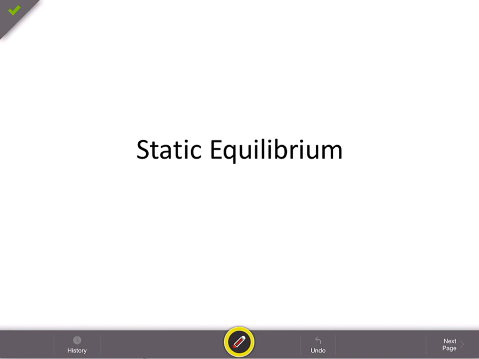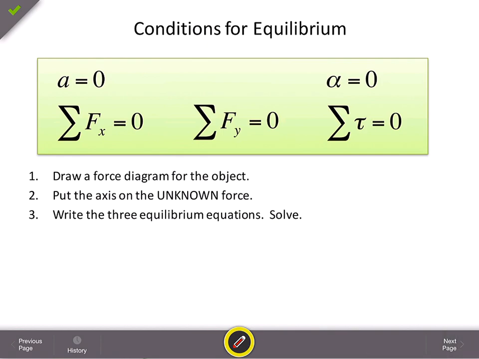This lecture is about static equilibrium. Static equilibrium means that an object is not moving and it's not rotating. So the conditions for static equilibrium are that the acceleration equals 0 and alpha, the angular acceleration, also equals 0.